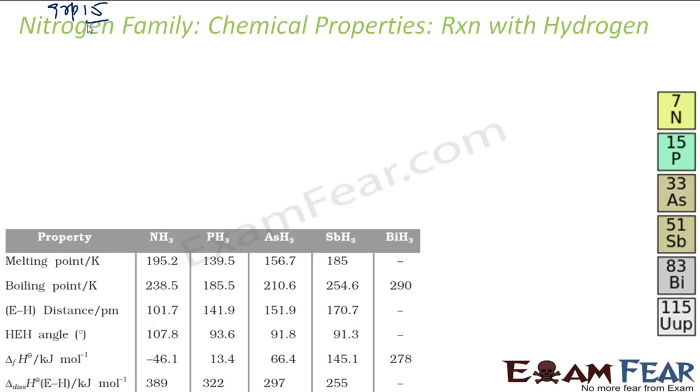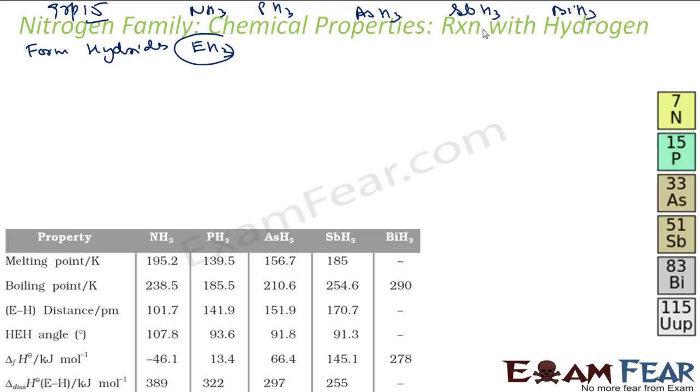with hydrogen. See, all the elements of group 15 form hydrides of typical form EH3. This is the form they form, where E can be any of the elements of group 15, right? For example, I'll start with N, NH3 is ammonia, then P, it forms PH3, then arsenic, AsH3, then antimony, it forms SbH3, and then bismuth, it forms BiH3 also. All these elements form hydrides of EH3 form. Now let's talk about the stability of these hydrides.